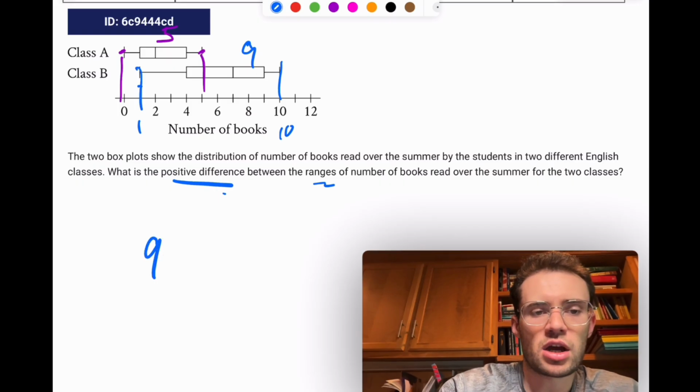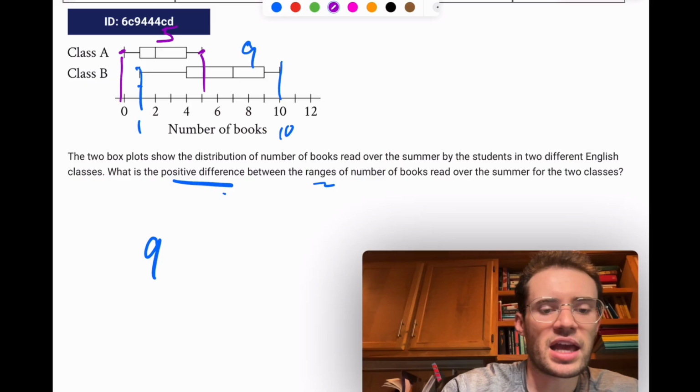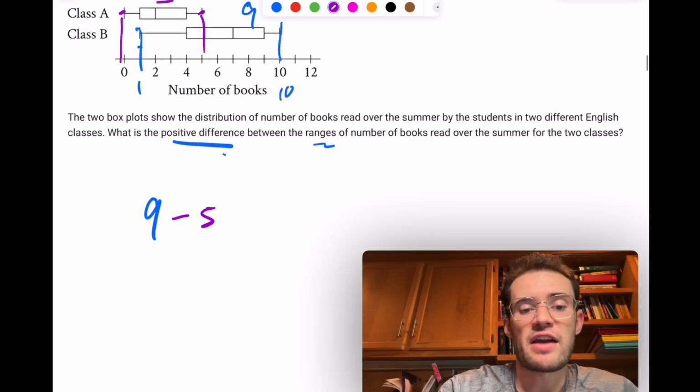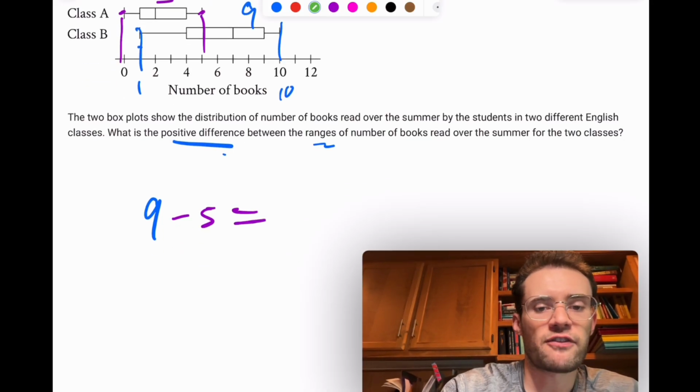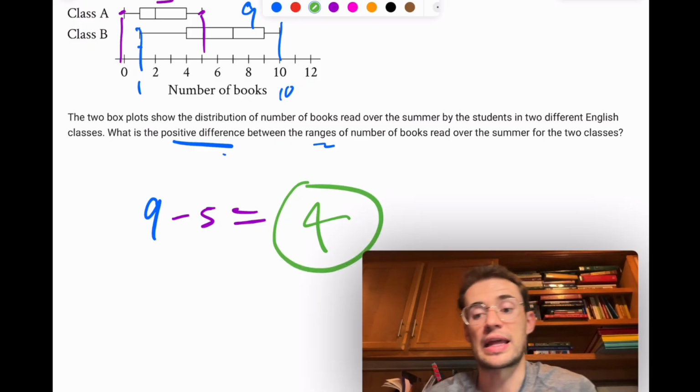So the range of B is 9, the range of A is 5, so you just subtract 5 from 9, which gives you 4. The difference in the ranges would be 4, and that is a positive number.